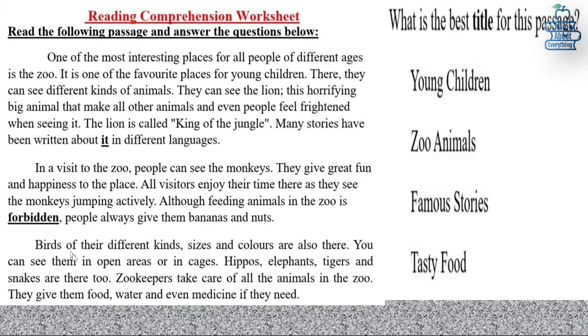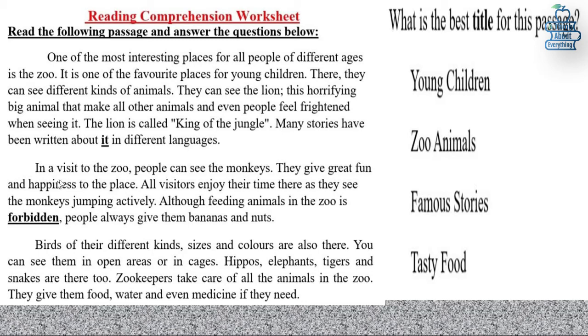So we have 3 paragraphs, so we have to read 6 sentences. One of the most interesting places for all people of different ages is the zoo. Let's move to the last one. Many stories have been written about it in different languages. So here we have stories. And the first line, or the first sentence, talks about the zoo. So which one will be talked about?